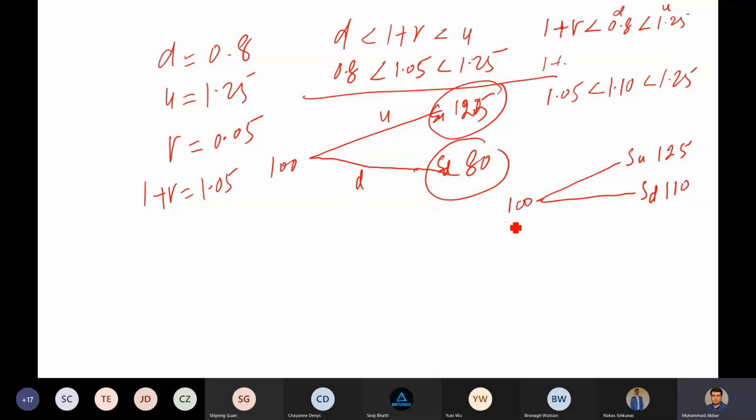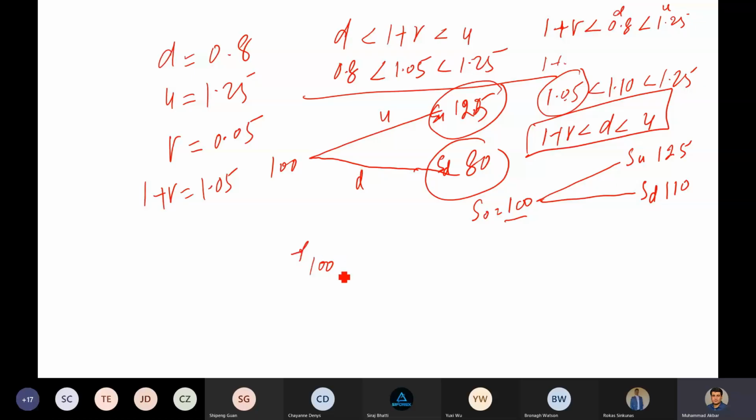And right now it is 100, that is S naught, and we have the risk-free rate equal to 5%. 1 plus R is less than D, which is less than U. So here we have an arbitrage opportunity. How? For example, in this case, if I have 100 pounds, what will I do?